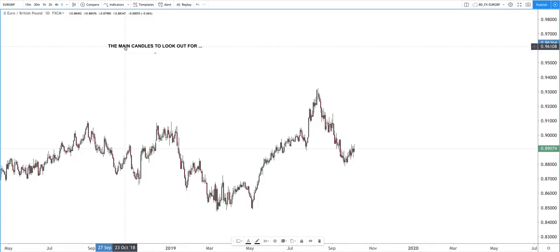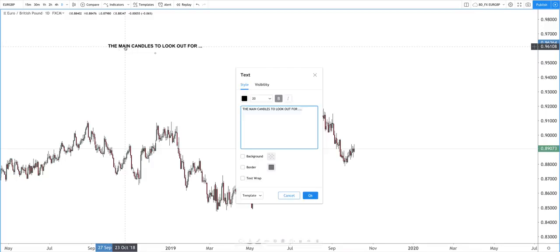We see these day in, day out, and we see them all the time. Sorry guys, I'm just looking at something. So yeah, we see these all the time, and the most common, we see them on a daily basis, on lower time frames, higher time frames. But let's just bring out the ones that we use the most.